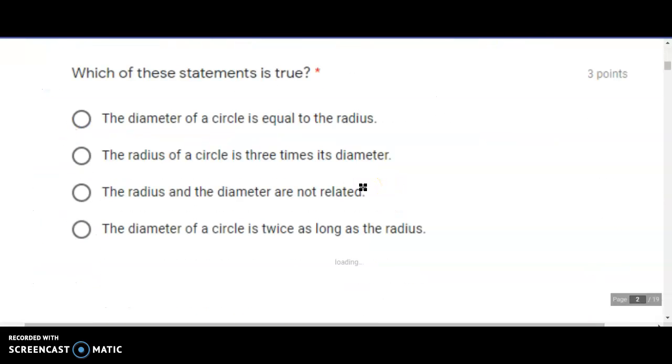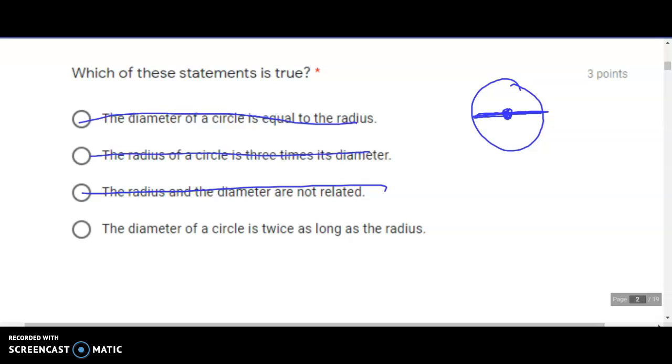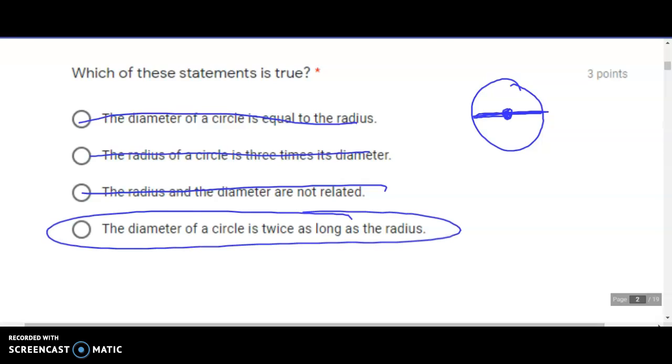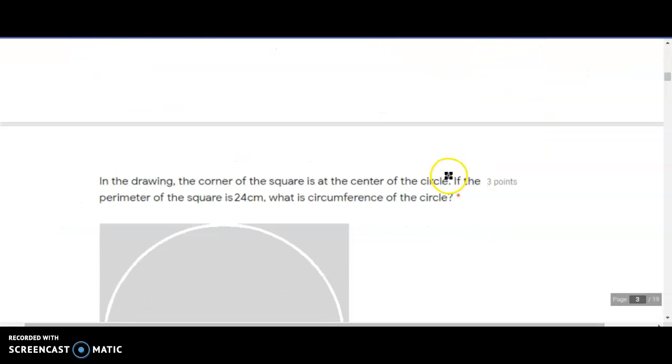All right, question number 1, which of these statements is true? The diameter of a circle is equal to the radius. Well, we know that's not true because the diameter goes all the way across the circle. The radius goes halfway across the circle. So that one's not true. The radius of a circle is 3 times the diameter? No. We need 2 radiuses to make 1 diameter. The radius and the diameter are not related. We know that's not a fact because 2 radiuses make 1 diameter. And the diameter of the circle is twice as long as the radius. That is true. Okay, 1 diameter equals 2 radii put together.